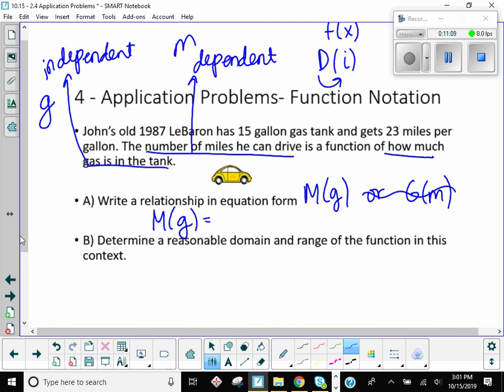We know there's going to be a G in there somewhere because that's our variable. But we have these other two pieces of information. We have that he has a 15-gallon gas tank and that he gets 23 miles per gallon. Which of those is relevant right now when I'm trying to figure out how far he can drive depending on his gas? Is it his 15-gallon gas tank or that he gets 23 miles per gallon? Which one will determine how far he can go based on how much gas he has?